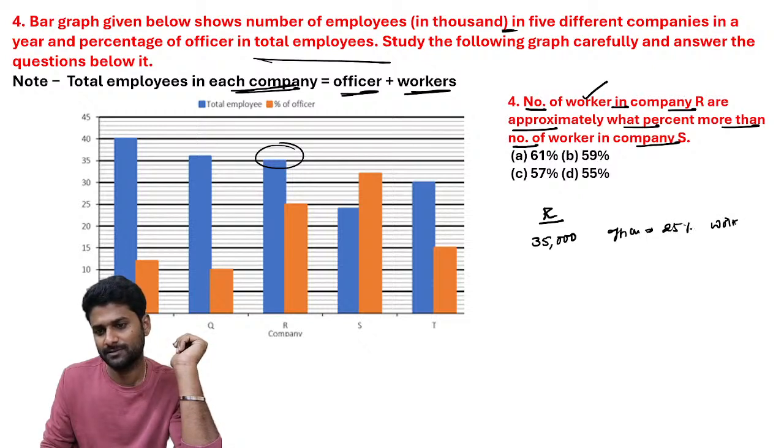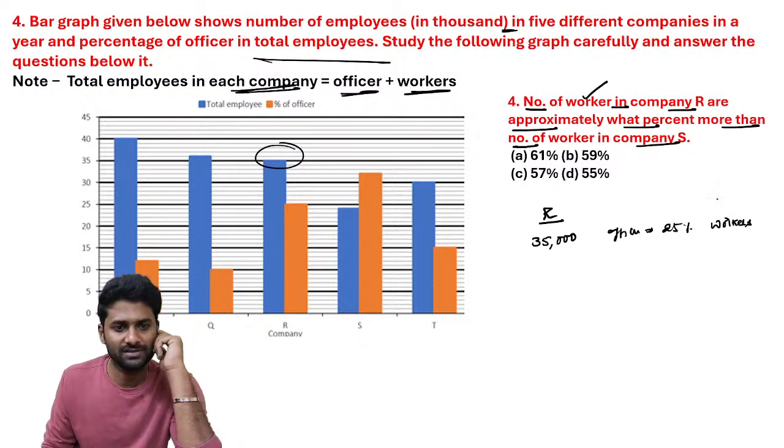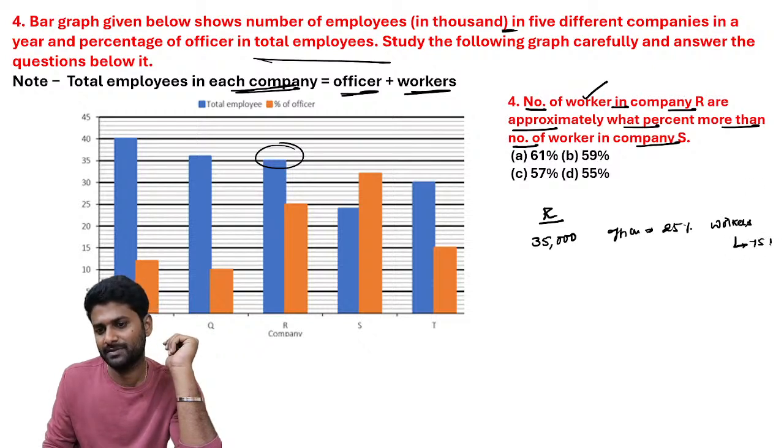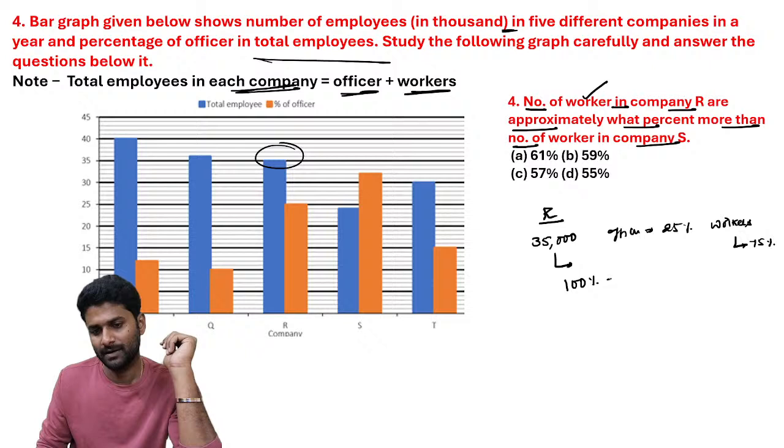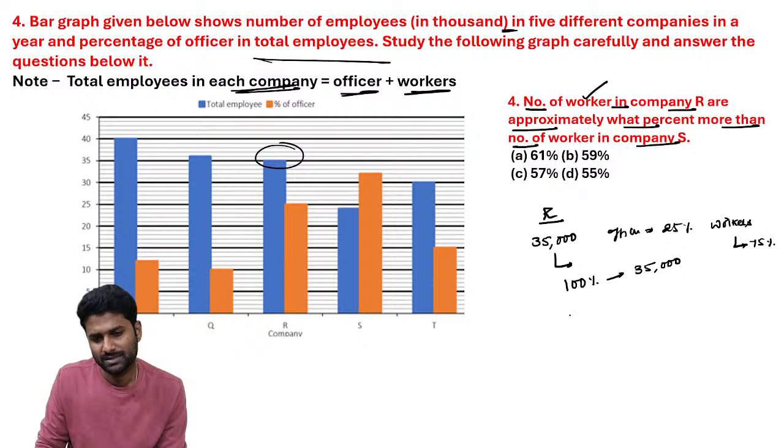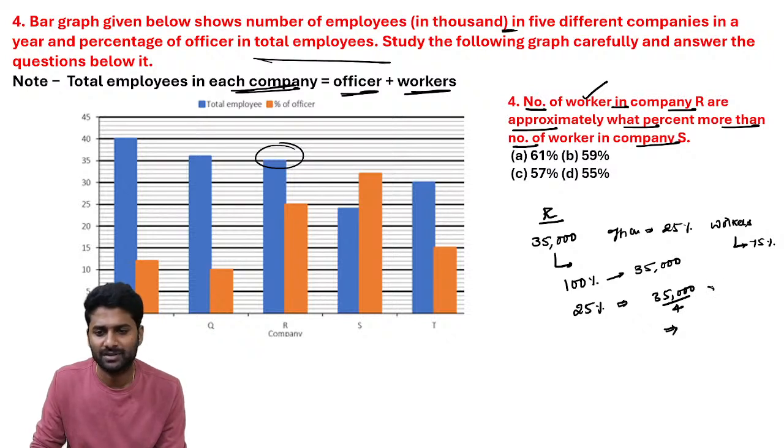What about the workers here? Officers and workers, so workers are the remaining percentage, 75%. 75 percent means 3 by 4th of 35,000. Otherwise, you can do one thing. We need 75 percent, right? 100 percent is equal to 35,000. Let's find the 25 percent value, then you can find the remaining one. 35,000 divided by 4, or if you are interested, you can multiply it 3 times. Then it becomes 75%. Anything is fine.